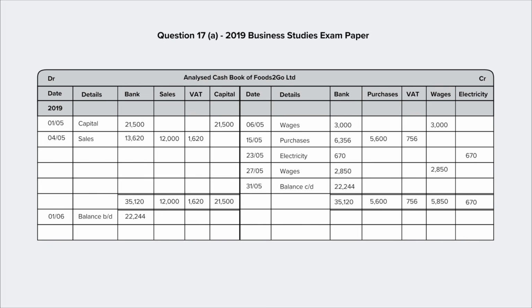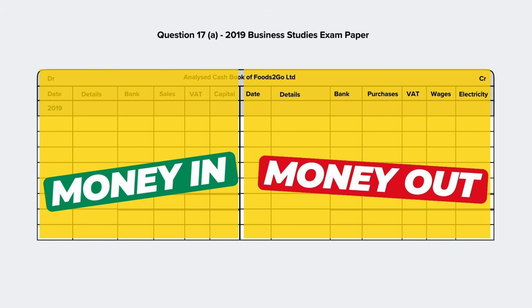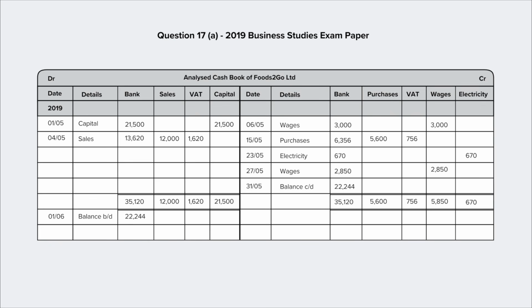I'm very aware there's a lot to take in with this question, but if you can remember the basics here, that money that goes into the business goes on the debit side, or the left hand side, and money that goes out of the business goes on the credit side, which is the right hand side, then you'll be in a good position to answer this question. Always just ask yourself before you write in any transactions, are you paying this money out or are you receiving it? And that will dictate what side of the cash book it goes, and you'll be perfectly fine once you remember those steps.